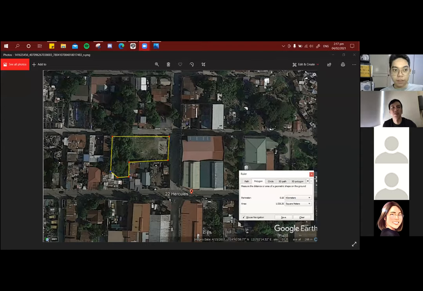Sir, I'll start by introducing my site. Although this is just a screenshot, my site area is located in Novaliches, Quezon City. We are situated in an area where a lot of tiny, small houses and factories are located. The perimeter is 8.18 kilometers and my area is very big, 1,526 square meters.